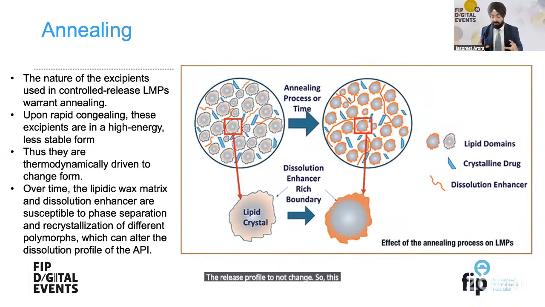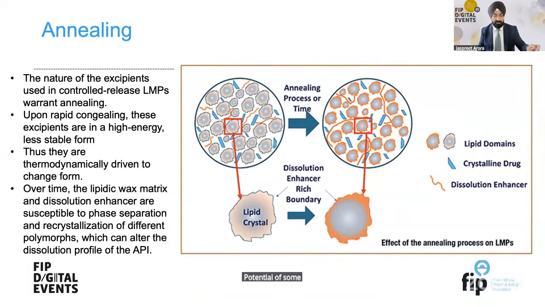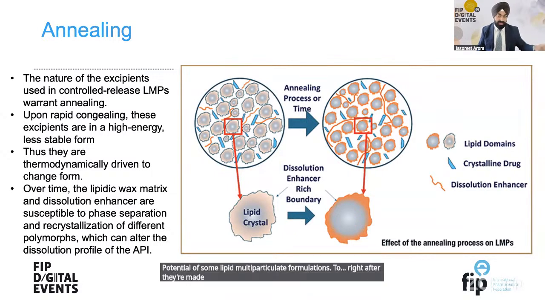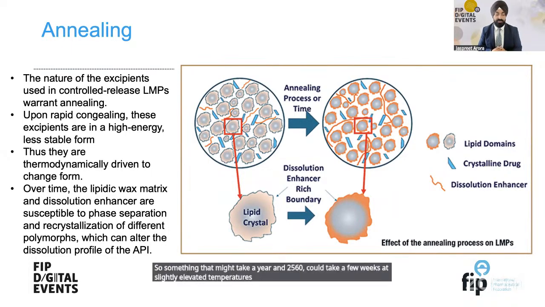So this is where annealing comes in. It is the inherent potential of some lipid multiparticulate formulations to, right after they're made, stay in their high energy polymorph, and they have a potential to go to their more stable polymorph. And what we're doing with annealing is just making that fast. So something that might take a year at 25/60 could take a few weeks at slightly elevated temperatures and humidity. So this is where the study of annealing comes in.